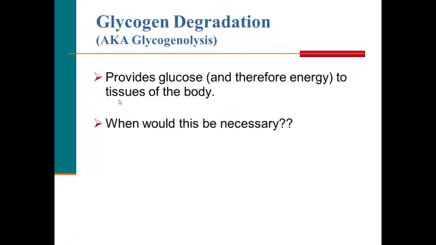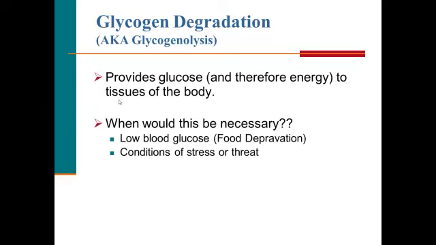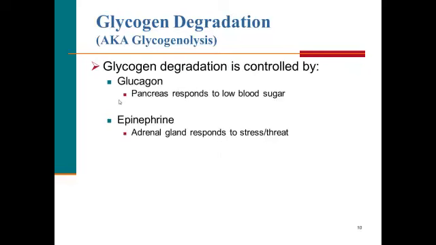Now, when would this be necessary? Well, it's going to be necessary during times of food deprivation. When glucose levels begin to decrease in our blood, the body will provide a way to get those glucose levels back up. Because remember, red blood cells and the cells of our brain absolutely require glucose for their normal function. So during food deprivation is going to be a very important time for your liver to provide glucose back into your blood. The other possibility is under conditions of stress or threat. And we'll talk about how each of these works in the next couple of slides.